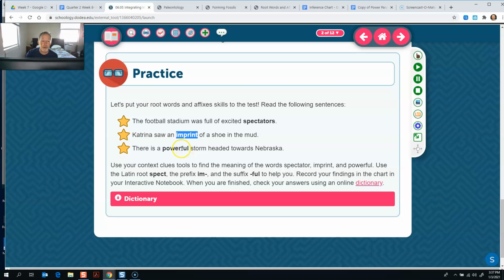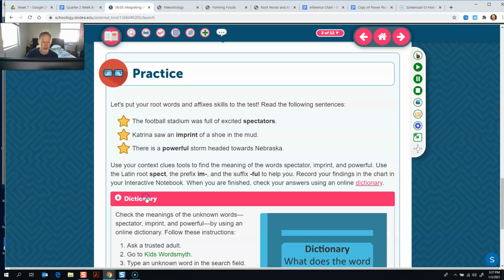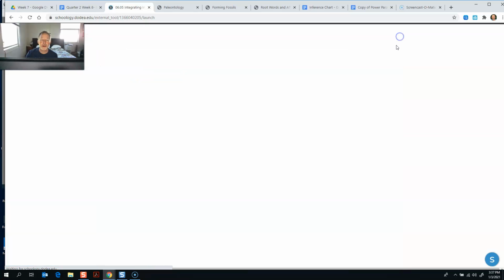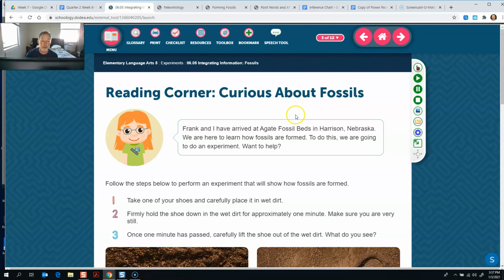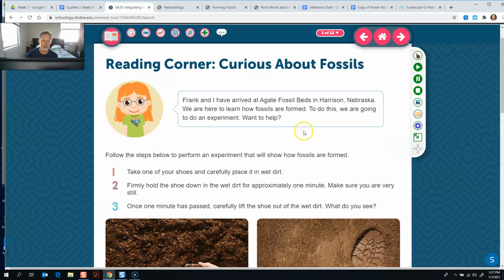And then powerful, okay, there is a powerful storm heading towards Nebraska. Right there, full means exactly what it says, full of power, okay. And you can also look things up in the dictionary if you couldn't figure them out using your prefixes, root words, and suffixes. Okay, that's it for that one. We're going to move on and we're going to look at answering questions from different texts. Actually, it's the next slide.